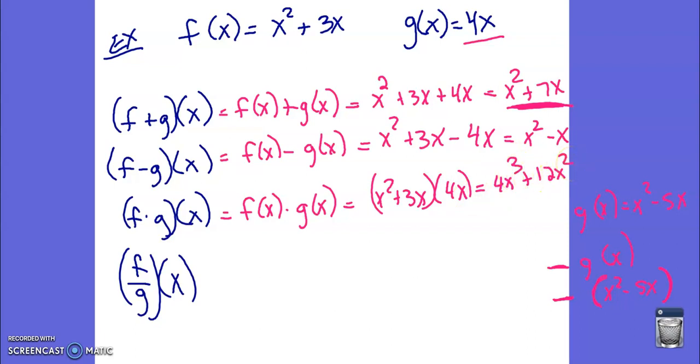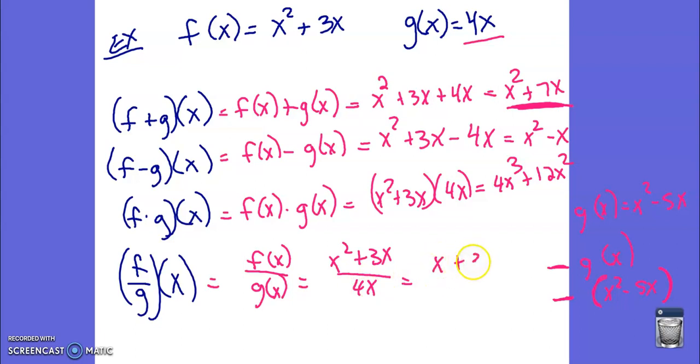And this says f divided by g of x, and all that means is f of x divided by g of x. So x squared plus 3x divided by 4x. And of course, you can see that there's an x in common, so we're going to simplify that. So x plus 3 over 4.